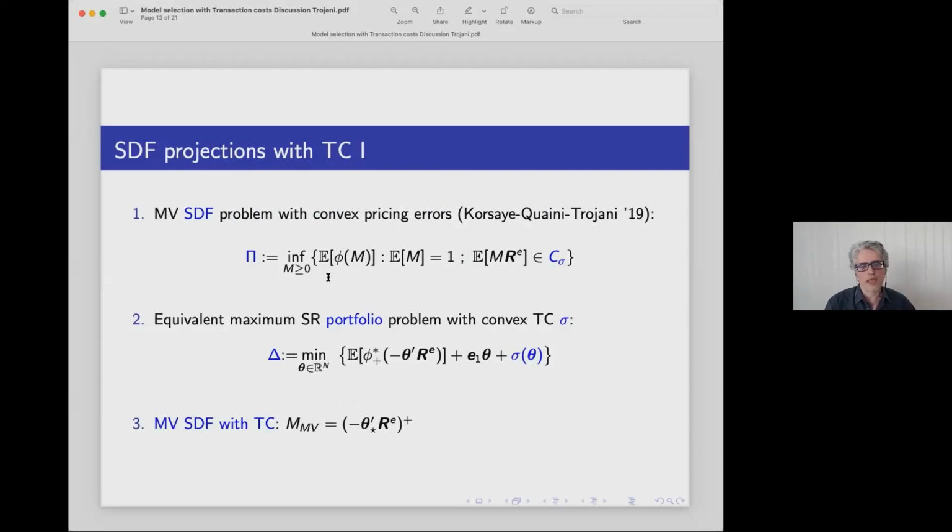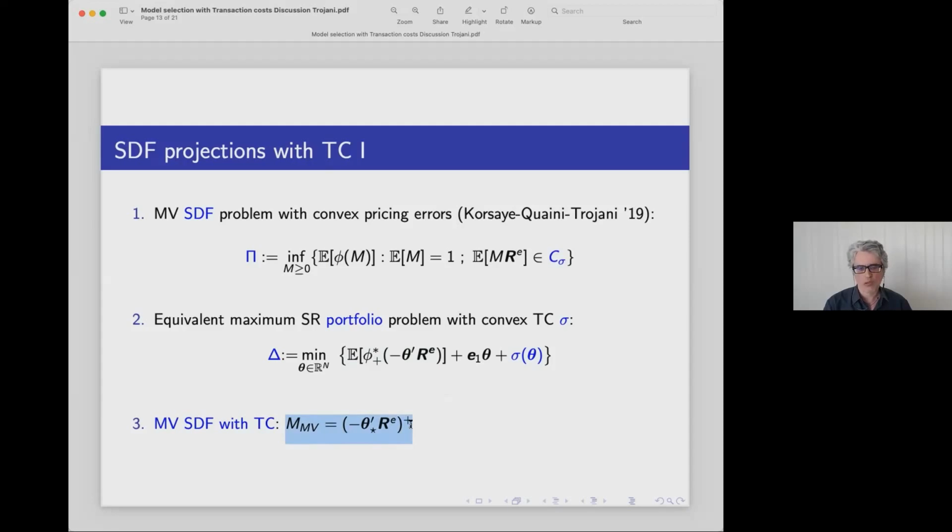So basically, in the same paper, what we show is that you can now compute, for example, an SDF which minimizes a notion of variance, like a minimum variance SDF, the projection frontier, while incorporating exactly the pricing errors, which are uniquely defined by your cost structure. And how do you do it? It's very simple. You basically compute the maximum Sharpe ratio portfolio with a transaction cost penalty, exactly the transaction cost penalty you have assumed. And then the stochastic factor solving this problem is just a simple transformation of the optimal portfolio.